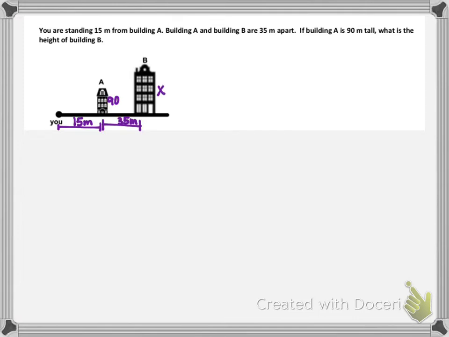All right, so let's make a couple of different triangles. We have the triangle from you to the top of building A, and then we have a triangle from you to the top of building B. Now, looking at just building A, you are 15 meters away, and it is 90 meters tall, right? So I'm going to put 15 meters away over 90 meters tall, so the 90 will go on the bottom. Remember, you can set these up in a whole bunch of different ways as long as you match things up.